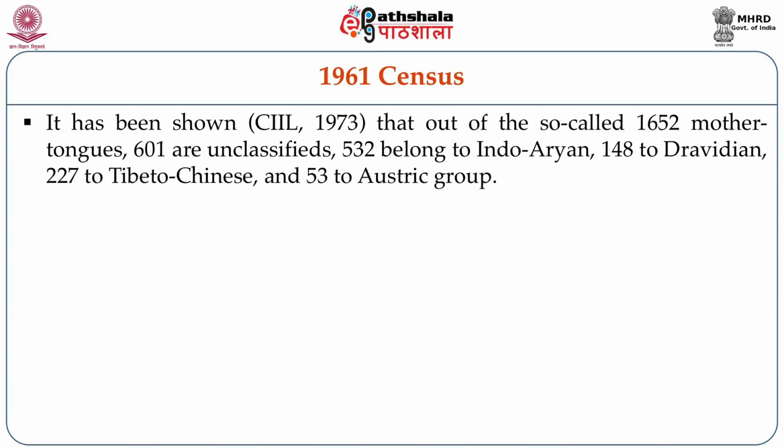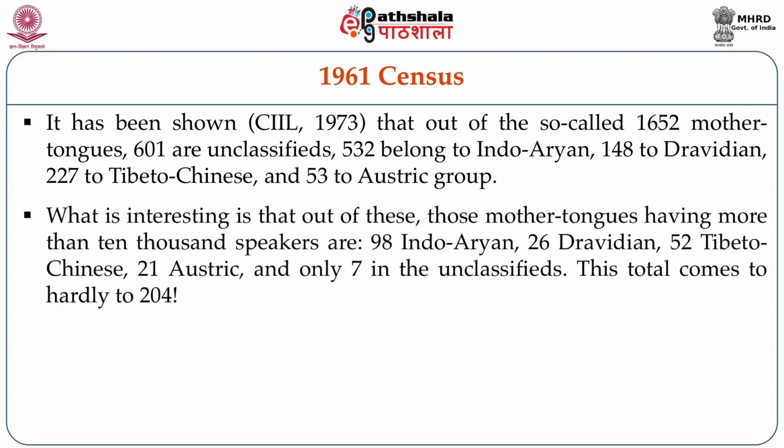that out of the so-called 1,652 mother tongues, 601 are unclassified. 532 belong to Indo-Aryan, 148 belong to Dravidian, 227 belong to Tibeto-Chinese, and 53 to Ostiak group. What is interesting is that out of this, those mother tongues having more than 10,000 speakers are 98 Indo-Aryan, 26 Dravidian, 52 Tibeto-Chinese, 21 Ostiak, and only 7 in the unclassified group. This total comes to hardly 204.